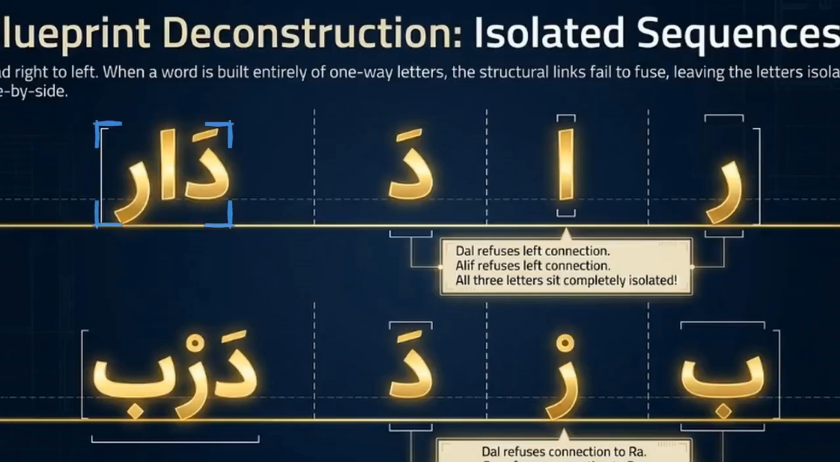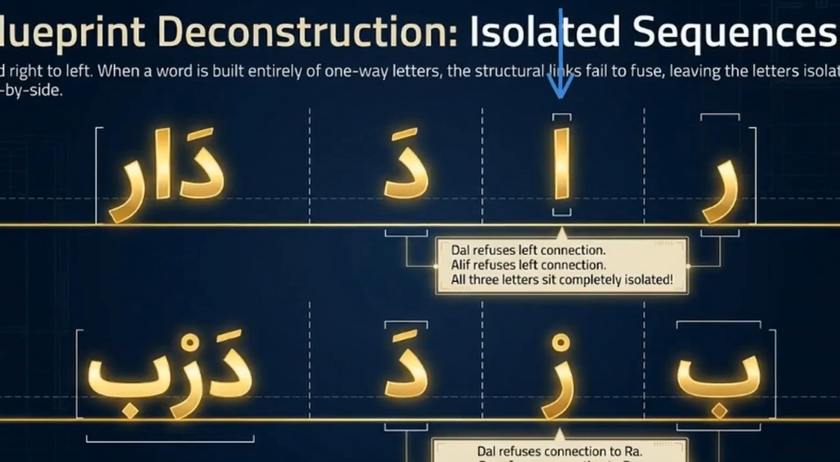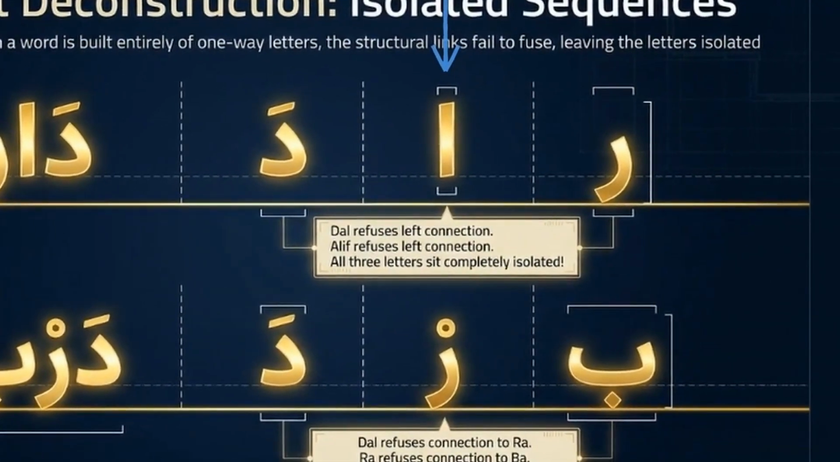In this analysis of the word dar, meaning house, we see what happens in a sequence of one-way letters. We have dal, alif, and ra. Dal refuses left connection. Alif refuses left connection. The links fail to fuse, leaving all 3 letters completely isolated.